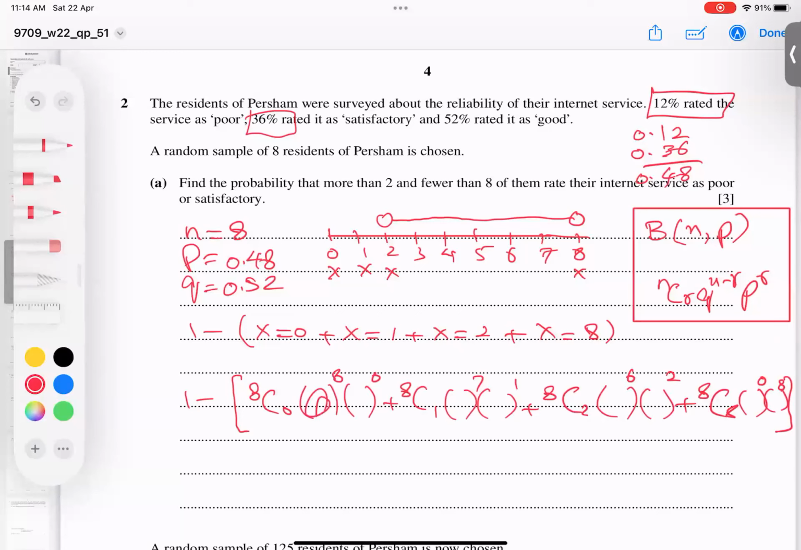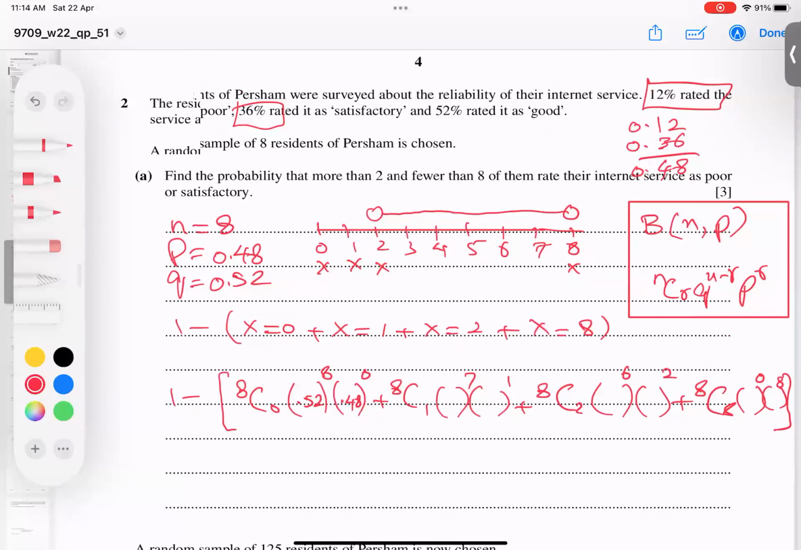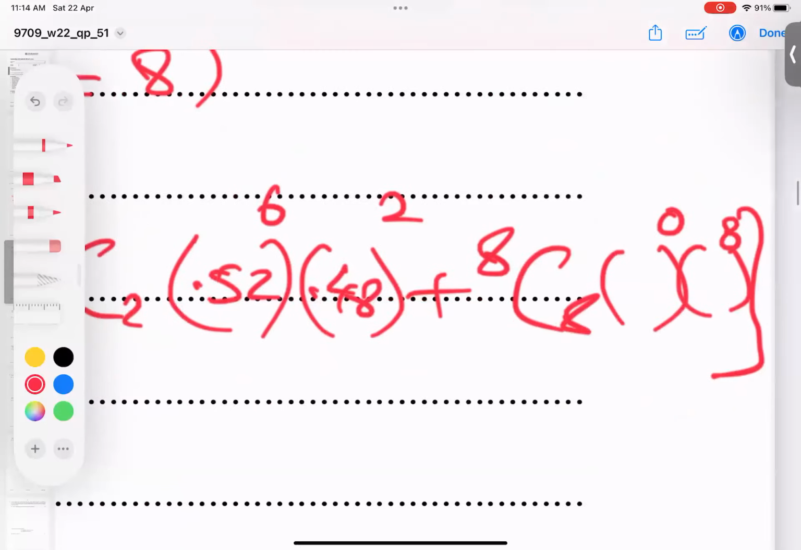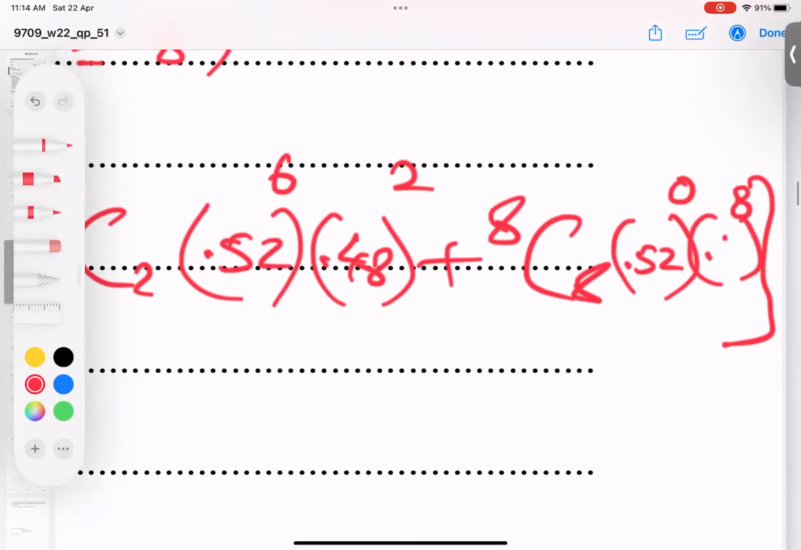What is the Q here? Q is very clear, 0.52 and 0.48. Space issue, so I'm writing short form. 0.52, 0.48, 0.52, and 0.48.